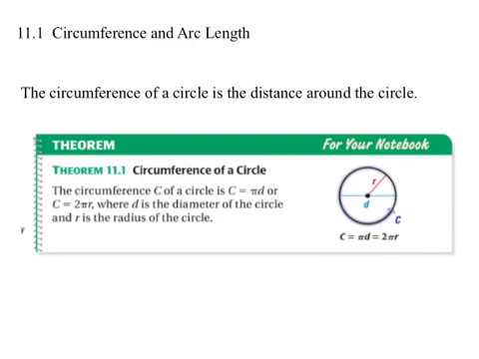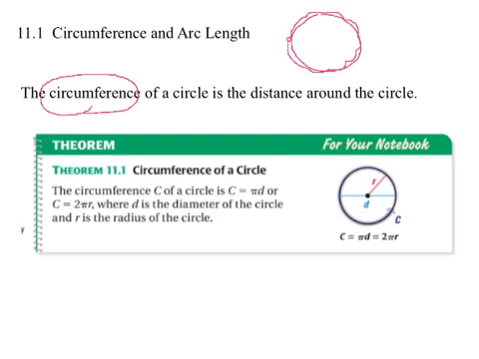Chapter 11, Section 1, Circumference and Arc Length. First of all, vocabulary word, circumference. The circumference of a circle is the distance around the circle. If you had a circle, and you started at one point and you walked all the way around that circle, you would get a distance around the circle.